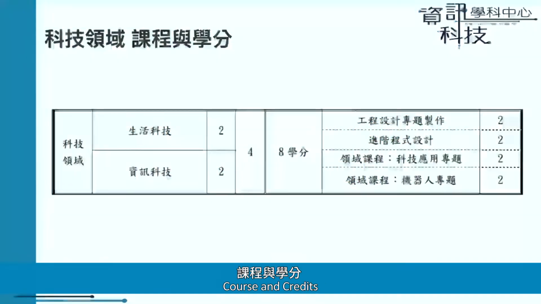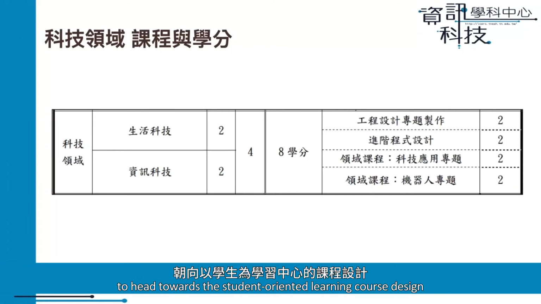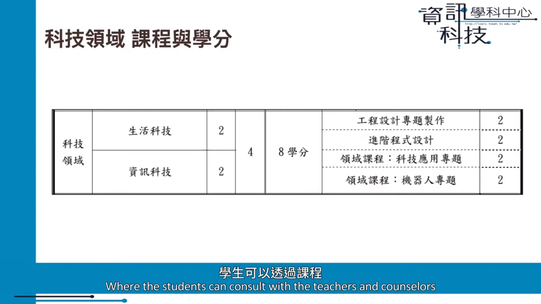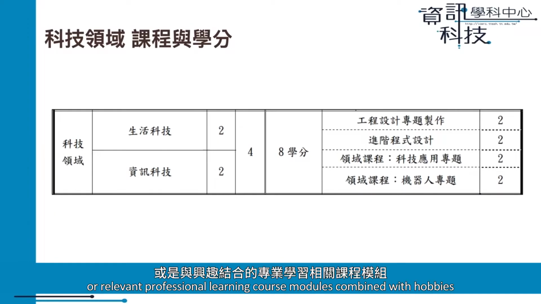Technological Domain Course and Credits. Under the structure of the 108 Curriculum Guidelines, a senior high school can gradually break away from the fixed class course schedule and learning method to head towards the student-oriented learning course design, where the students can consult with the teachers and counselors for guidance and suggestions via the course to select the relevant course module conforming to the faculty requirement of future university, or relevant professional learning course modules combined with hobbies.